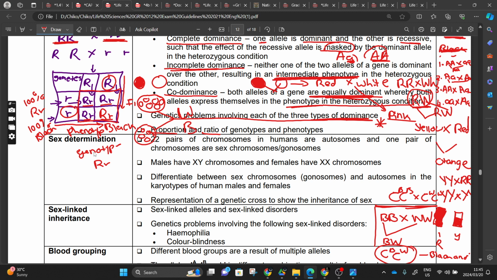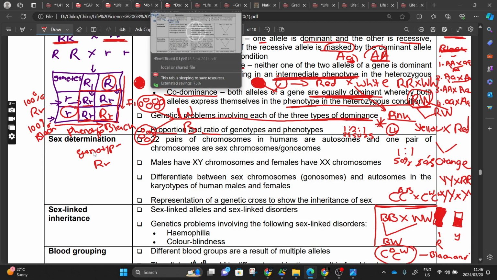Then we'll use that ratio. If we have 1:2:1, out of 4, it means 25%, 50%, 25%. If it's 1:1, it means 50%, 50%. Then if it's 100%, it means it's 100%. So okay guys, let's move on.